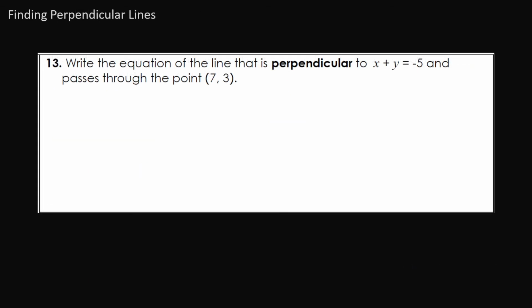Now let's talk about perpendicular lines. For perpendicular lines, remember, perpendicular lines have opposite reciprocal slopes. And remember that opposite reciprocal just means taking a fraction, let's say positive 1/3, we're going to change the sign of the number, so from positive to negative, and we're going to flip the fraction. So 1/3 becomes 3 over 1. The opposite reciprocal of 1/3 is negative 3.